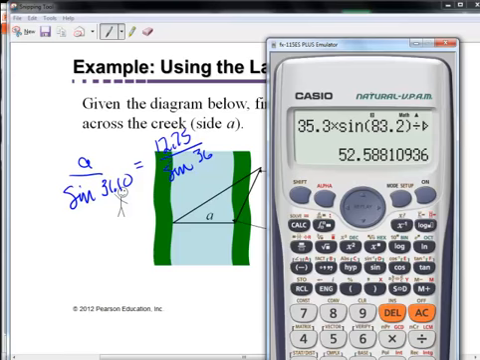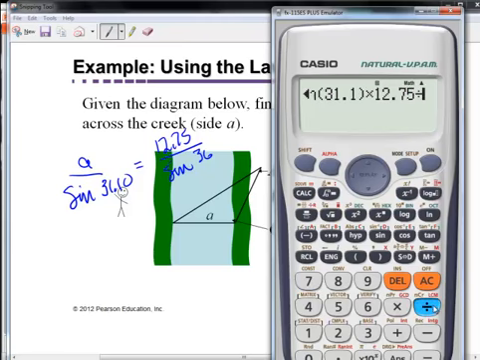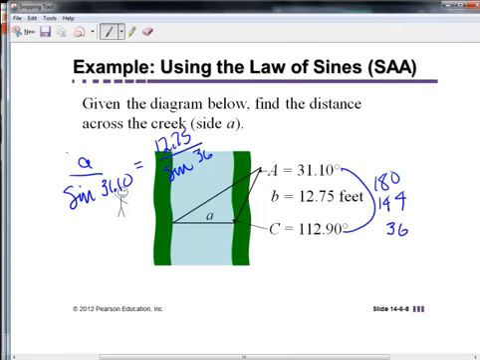So we have sine 31.1 times 12.75 divided by sine 36 is 11.2, so it's 11.2 feet across the creek. Actually, we should get 3 sig digs. 11.20. Next one.